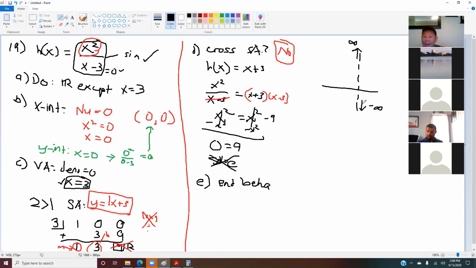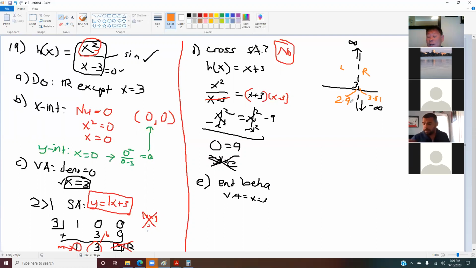So how do you test this end behavior? You look at your vertical asymptote, which in this case is x equals 3. So this is 3 here. What you need to do is figure out a number that is very close to 3 on the left side, and a number that is very close to 3 on the right side. This number will be 2.99999, and this number is 3.00001. So I'm talking about not 3, but very close to 3.